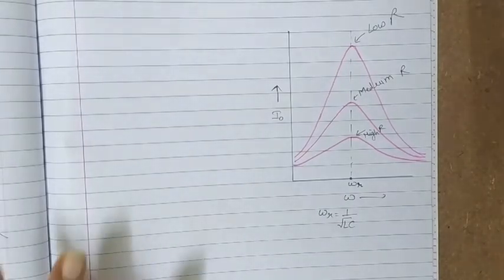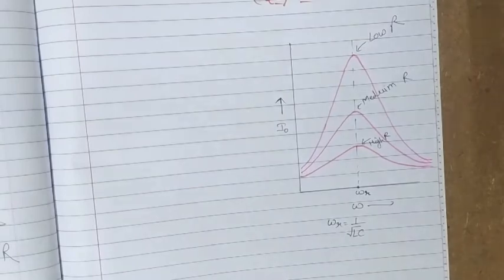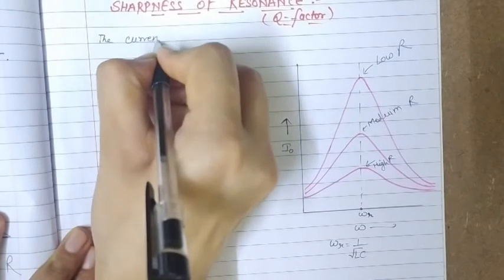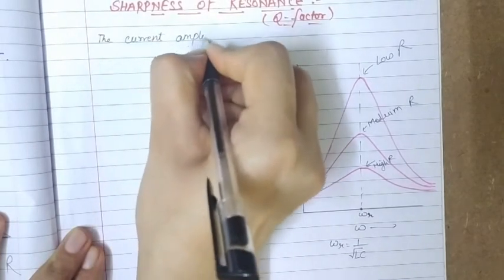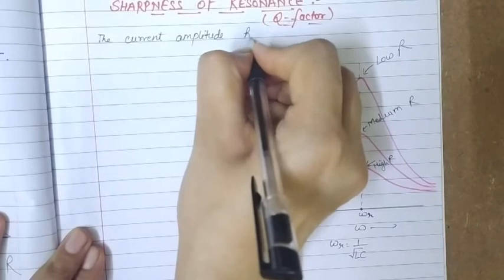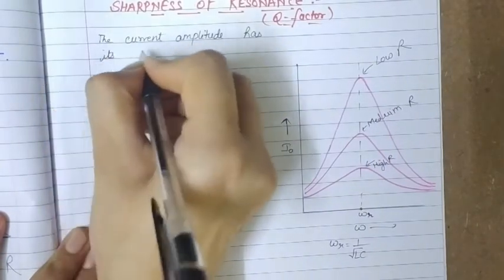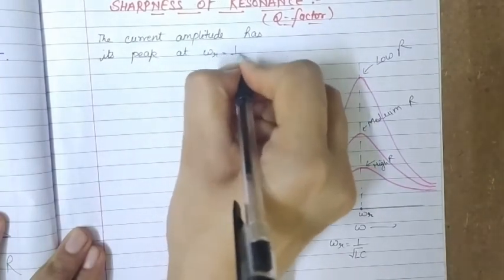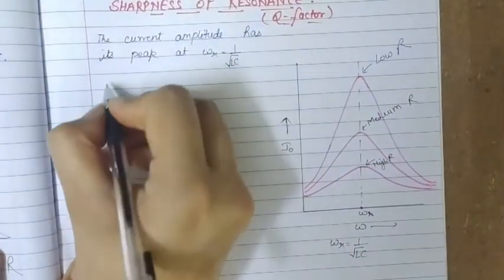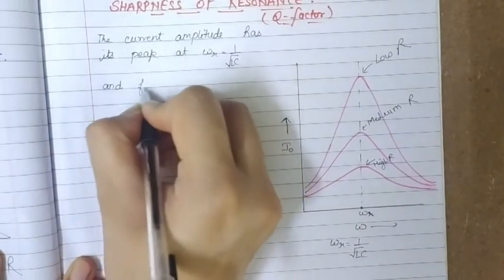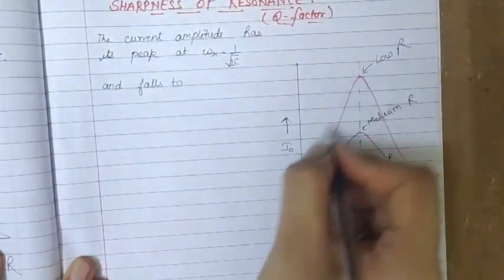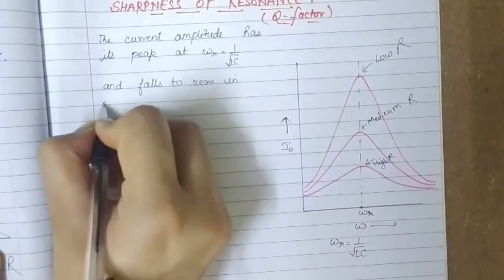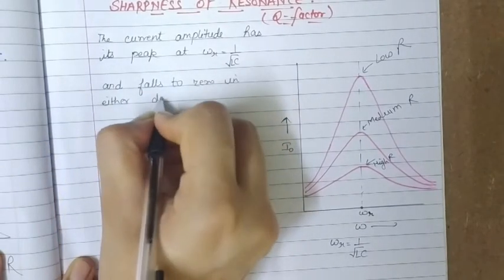So we can conclude all this as the current amplitude, that means I naught, the current amplitude has its peak always at omega r, which is equal to 1 upon root LC, and falls to 0, that means it reduces in both directions, falls to 0 in either directions.